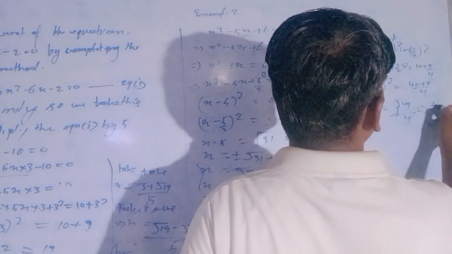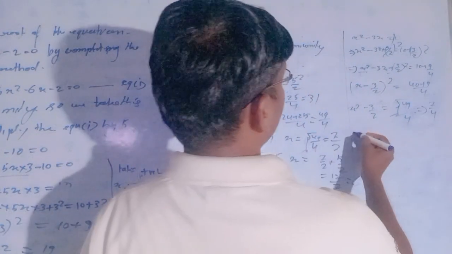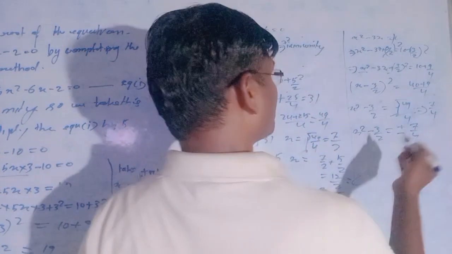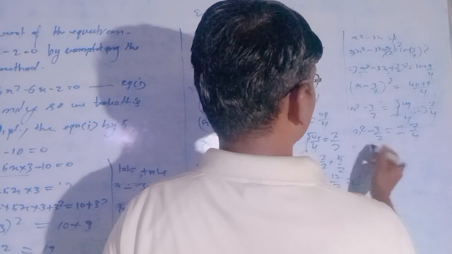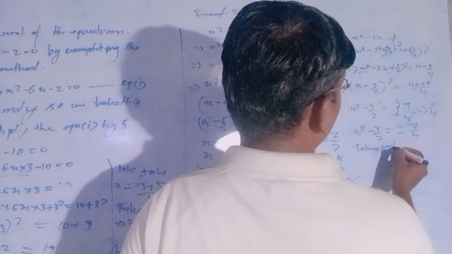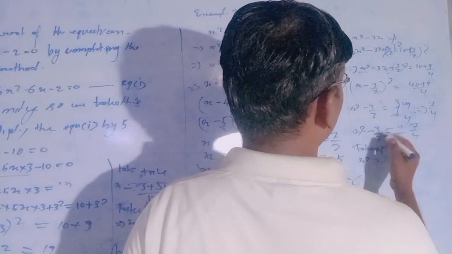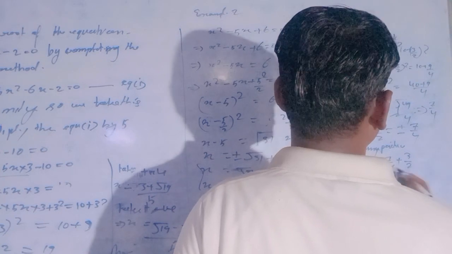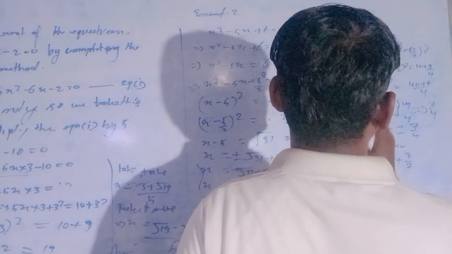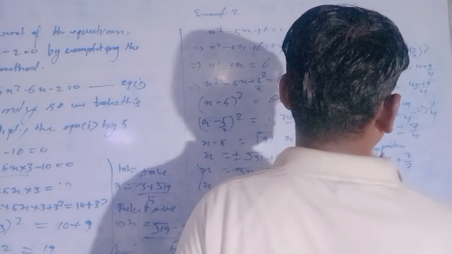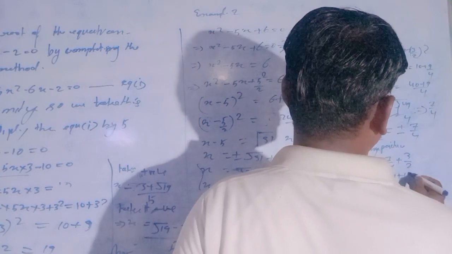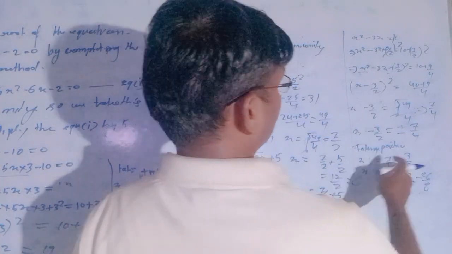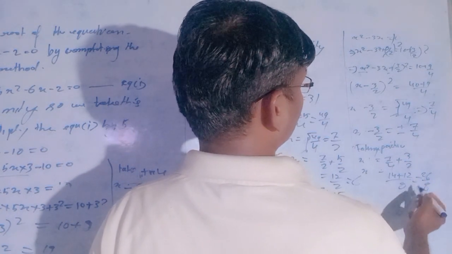So x minus 3 by 2 is equal to the square root of 49 by 4, which converts into 7 by 2. Got it? So x minus 3 by 2 is equal to plus or minus 7 by 2. If we are taking the positive value, x is equal to 7 by 2 plus 3 by 2, which becomes 10 by 2, which is 5.